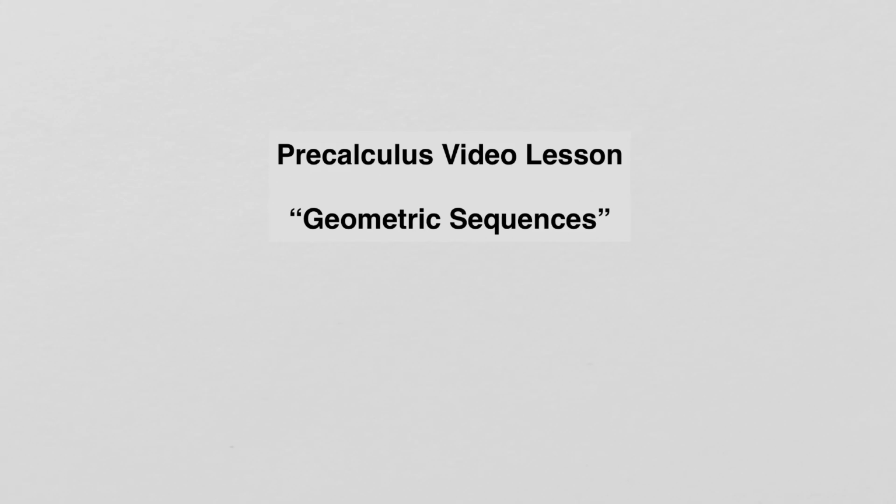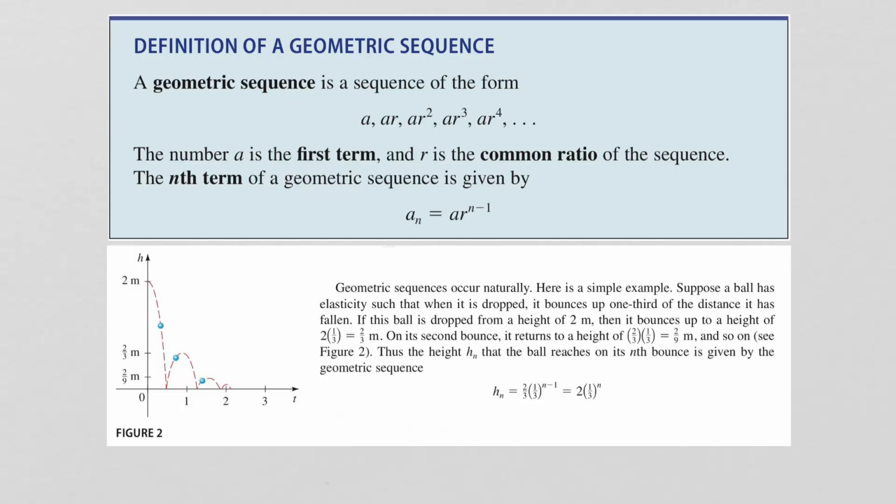Geometric sequences. A geometric sequence is a sequence of the form: first term is a, second term is a times some number r, third term is a times some number r squared, etc. So r is what we call the common ratio, and it is what we are multiplying each term by to get the next term. So a times r is ar, ar times r is ar squared, etc.